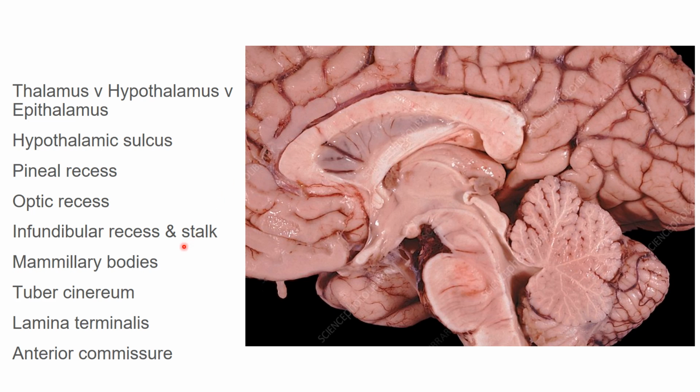And then one thing that I find pretty hard to see is your tuber cinereum. This is supposed to be another bump coming out, kind of like your anterior tubercle. However, this one is supposed to be posterior to the optic chiasm and continuous with the infundibular stalk. So this right here should bulge out. So you should be able to see an appreciable bump. But because it's kind of hard to see, just memorize where it's supposed to be. So it's supposed to be continuous with this infundibular stalk and just posterior to the optic chiasm.